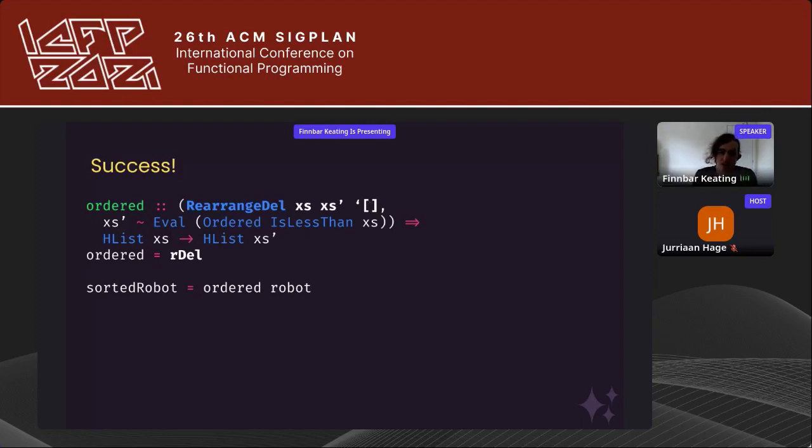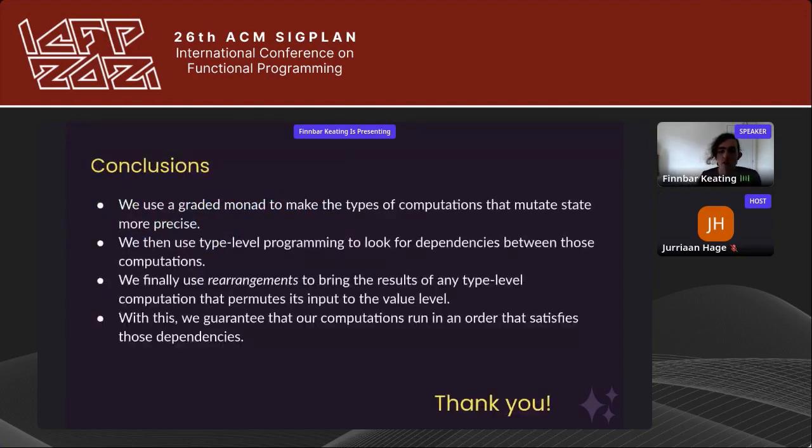We've successfully taken our computations, which have these read and write types. We've looked at the type level at how to solve this, and then we've brought that back to the runtime. So, in conclusion, we used a graded monad to make the types of our computations, those IO unit types that mutate state, more precise. So we now have these read and write types that effectively go, look, there we go, we can read and write now.